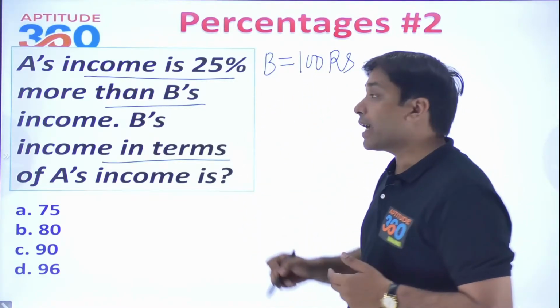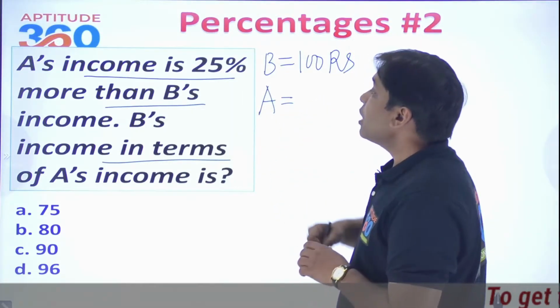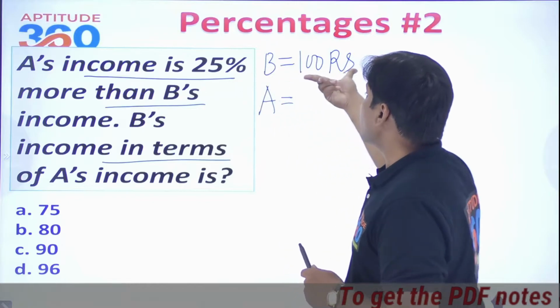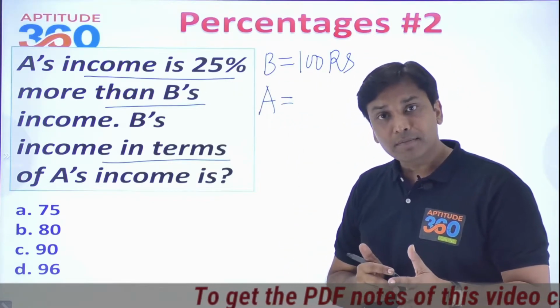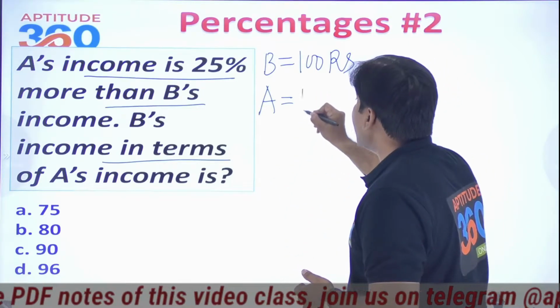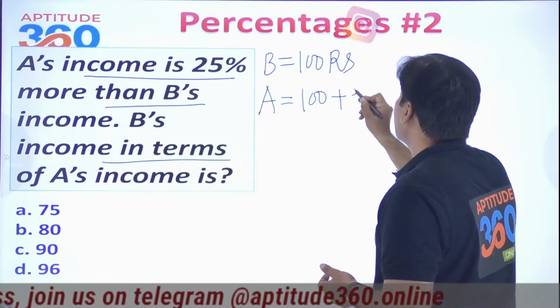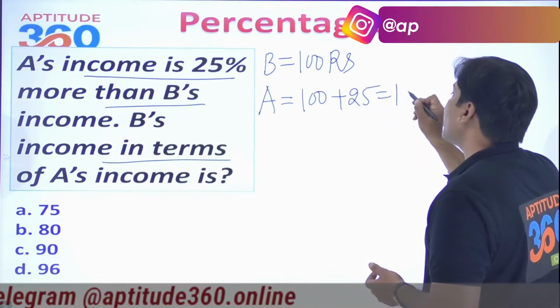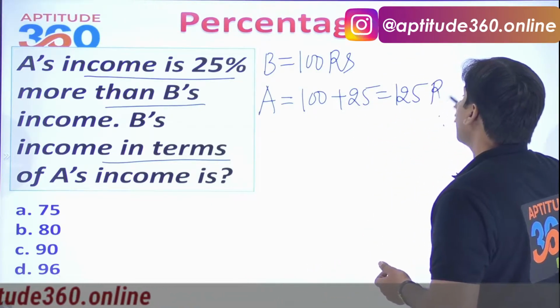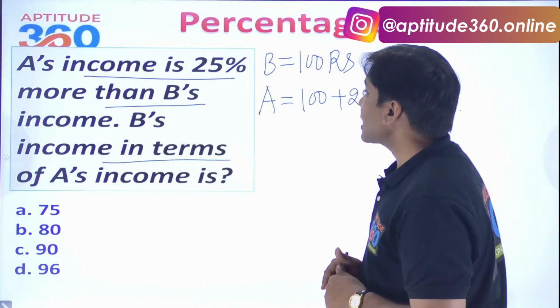And if that is the case, what is going to be the income of A? The income of A will be 25% more. What is 25% of 100? 25, right? 25% of 100 is 25. So what will A's income be? A's income will be 100 plus 25, that will be coming out as 125 rupees. As simple as that. Again I say you do not need to write this in the exam, but I am writing it for you to understand this thing.